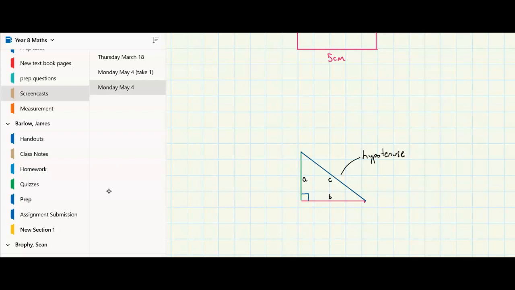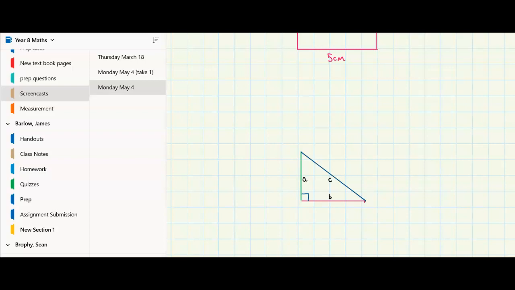A and B are the two shorter sides. And I don't really mind which side, but let's just do all the same thing. So if you've got a little vertical like this, call it A. If you've got a horizontal like this, call it B, but make sure C is the hypotenuse. Okay, so that's what I want you to do in a moment.